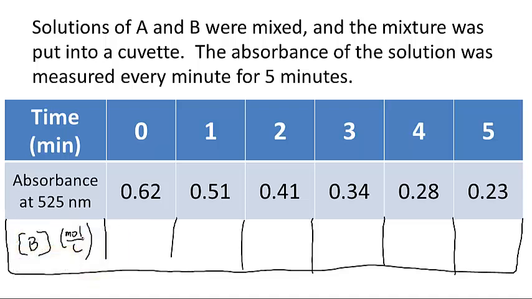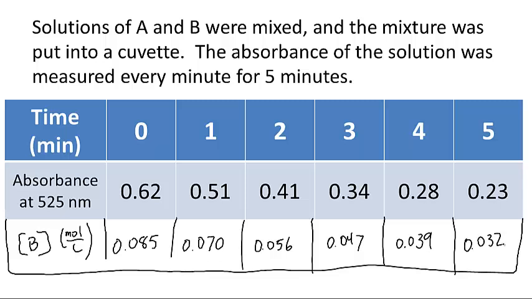So what do I get? David? 0.085, 0.070, 0.056, 0.047, 0.039, 0.032. All right.